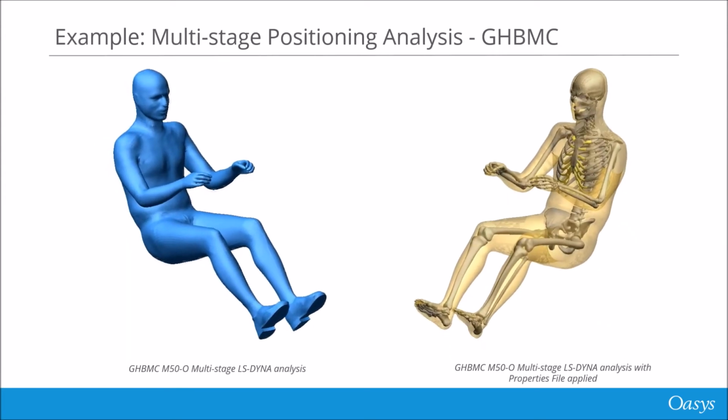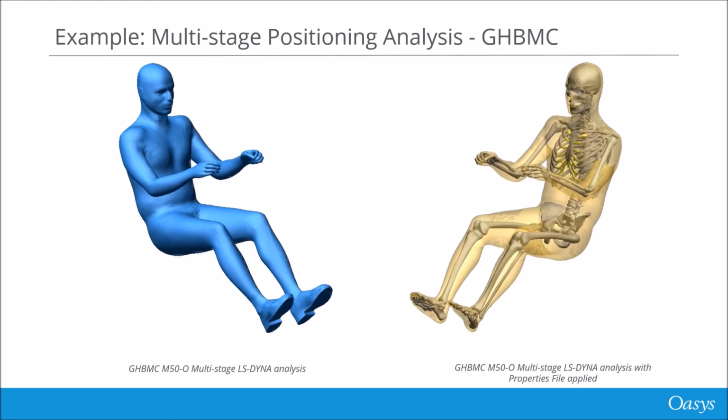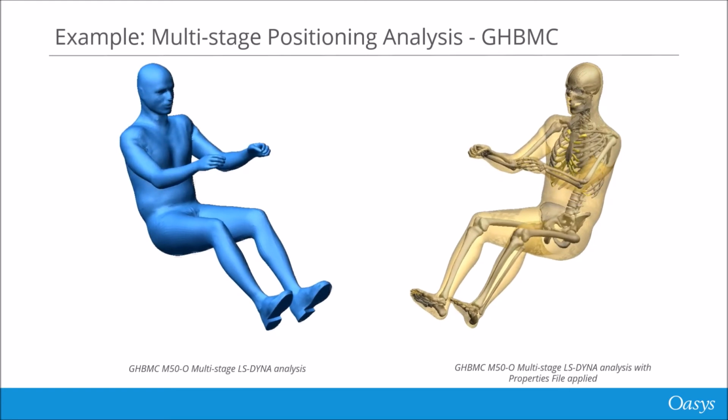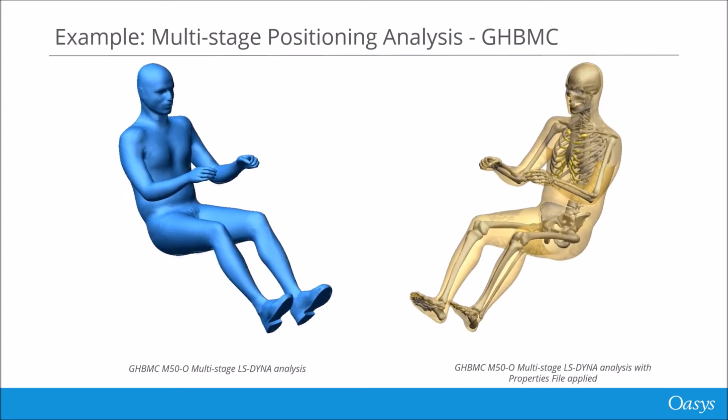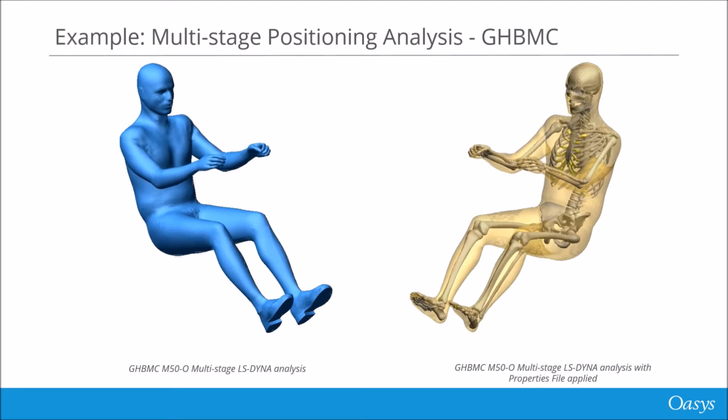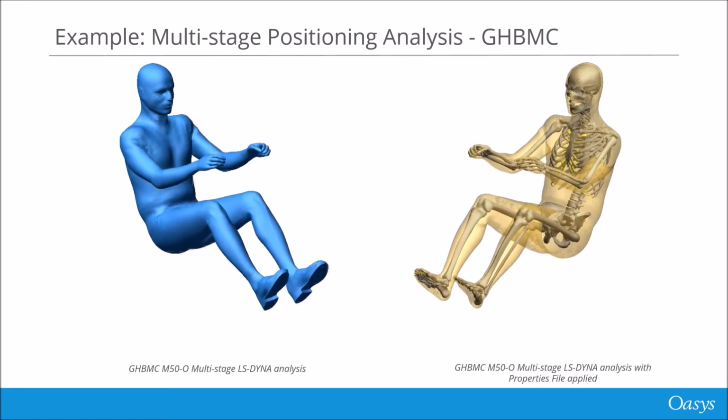And here we have an example of a multi-stage positioning analysis. Here the occupant is moving up, the arms are moving into position as a second stage, and the legs are moving into position as a third stage. So occupant moving, arms moving, legs moving.